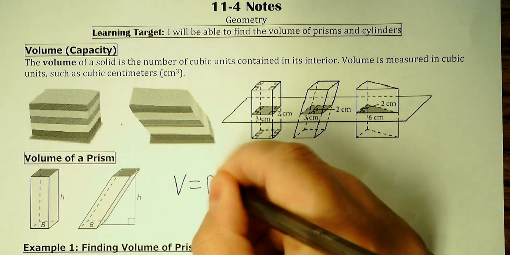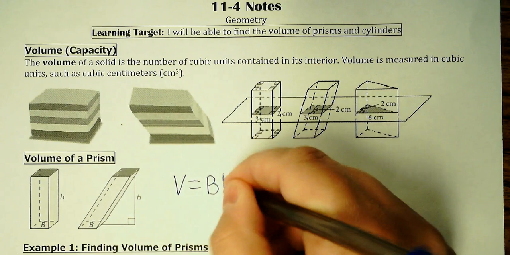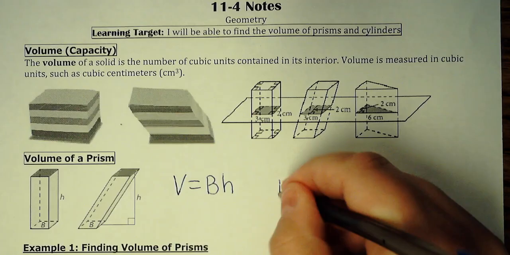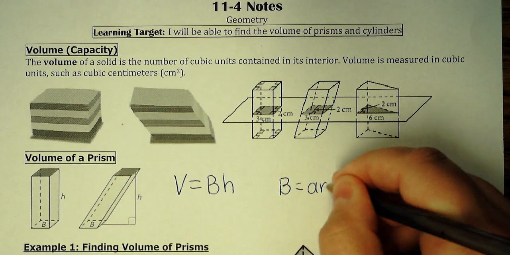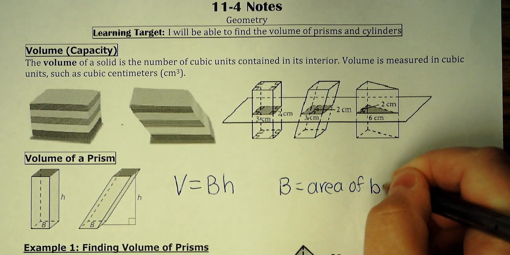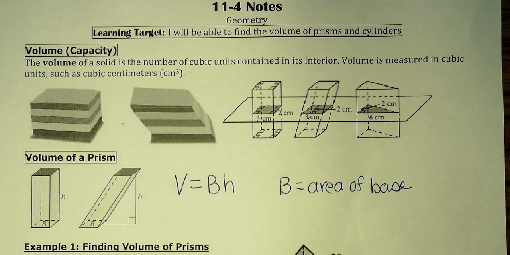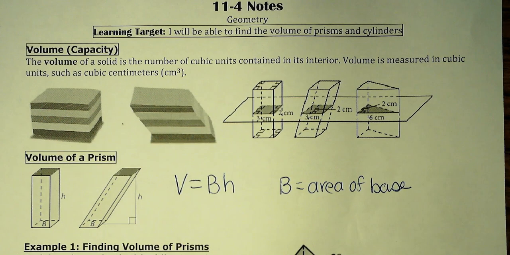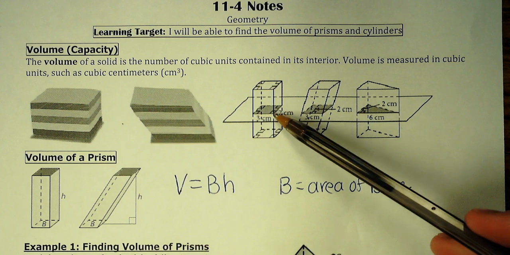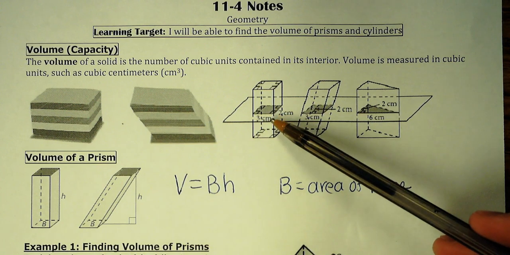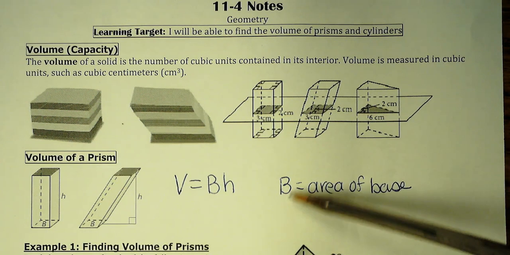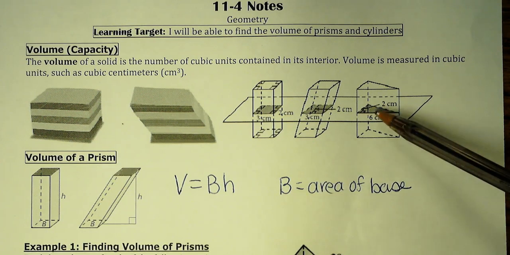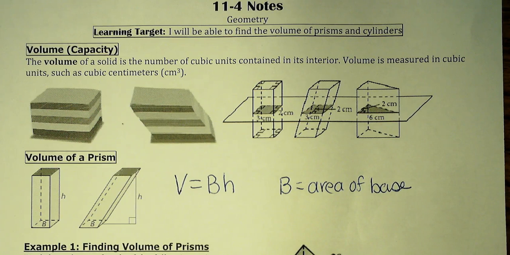is capital B for area of the base times the height. B, capital letter, is the area of the base, and that formula could change depending on the type of base you have. For example, if we have a rectangular base, the area of a rectangle is base times height. If we have a triangular base, then that formula would change because it would be 1/2 base times height. So you have to be mindful of what your base is.